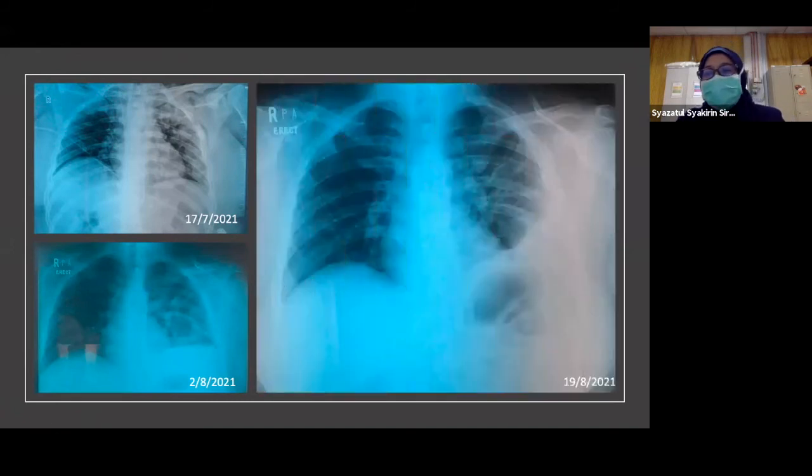And this is the recent one. What she developed is actually also a parapneumonic effusion, and I think becoming an empyema as well. And she grew MRSA, and we are giving her IV Vanco for a total of 6 weeks.